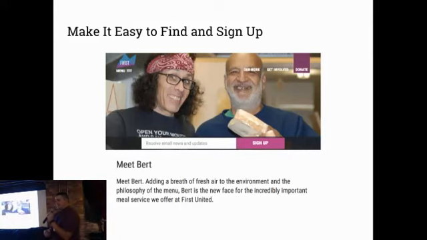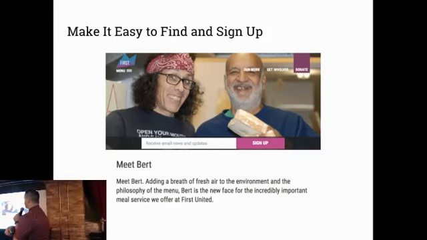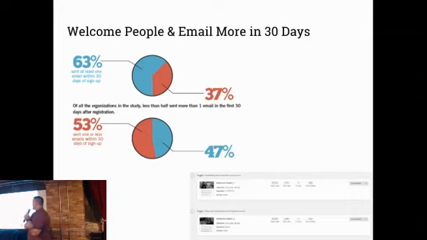It should be easy to find your email sign-up page. Normally we bury it in the footer section, way in the bottom, or maybe a tiny little link up top. If you really want to collect emails, you should have it more prominently. You should also have it on a dedicated email page.